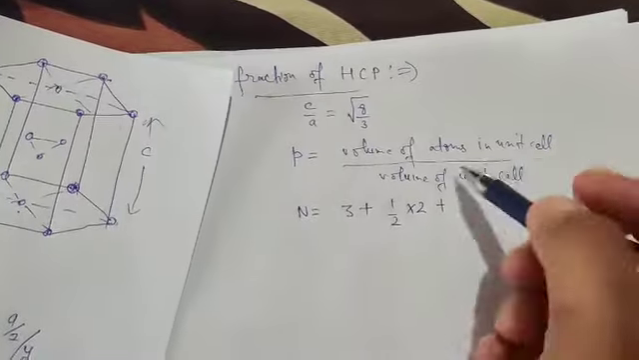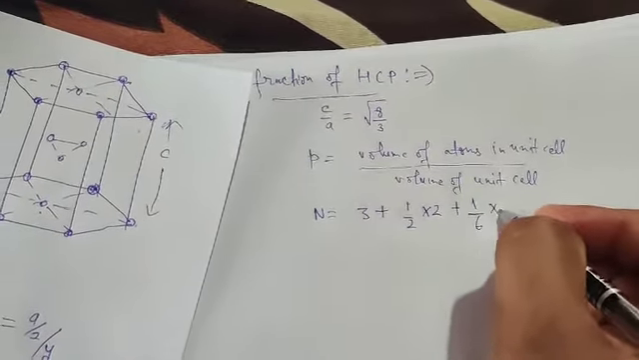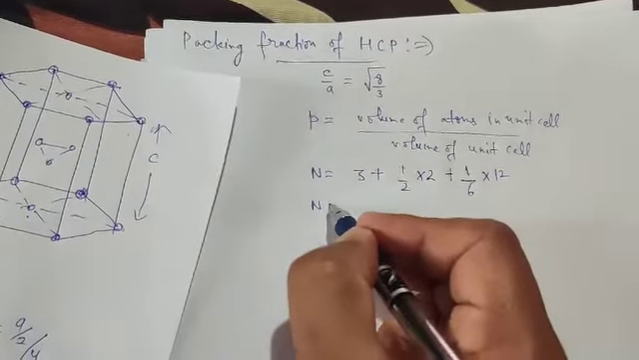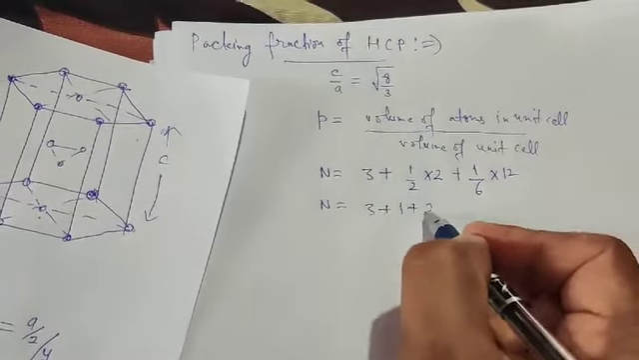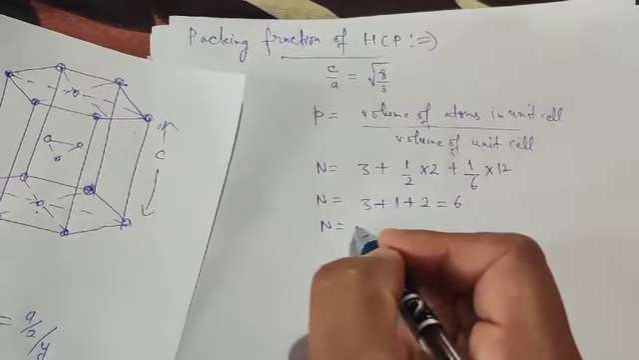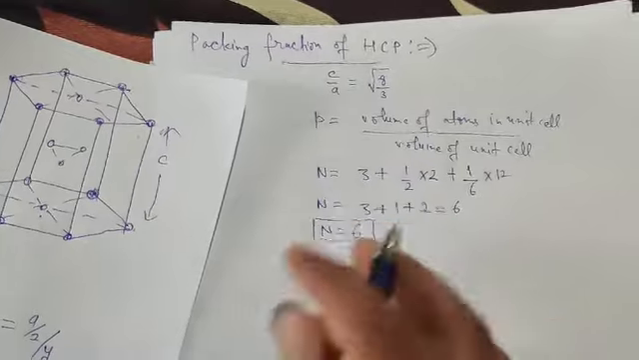So the contribution for the corner atom is 1 by 6, and the total number of corner atoms is 12. So we will have 3 plus 1 plus 2, which is equal to 6. So the effective number of atoms in the unit cell for HCP is equal to 6.